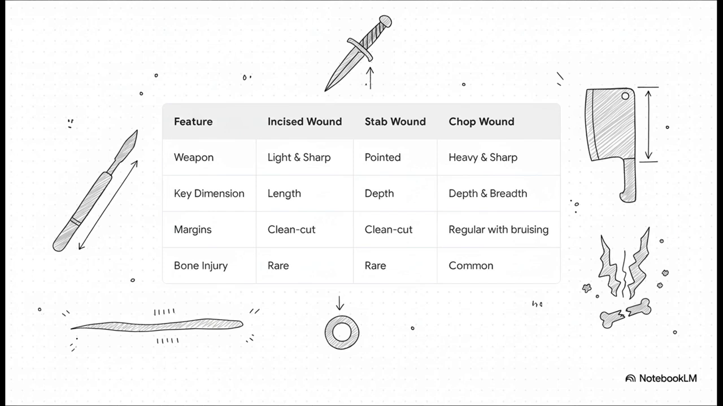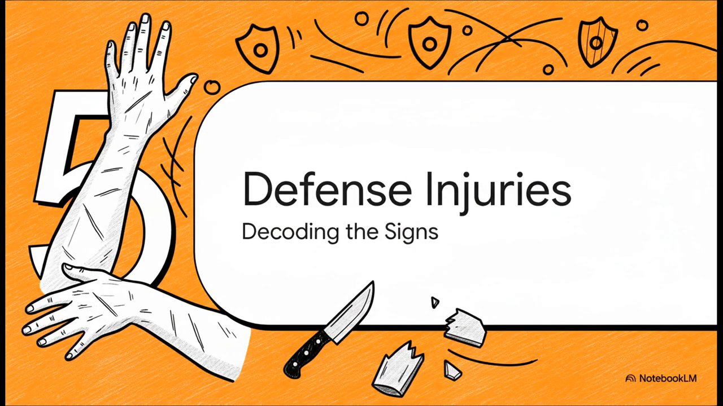Okay, this table is your perfect at-a-glance revision tool. Let's just quickly run through the key differences. For incised wounds, you're thinking light, sharp weapon, length is the key dimension, and clean margins. For stab wounds, it's a pointed weapon, depth is key, and the margins are also clean. And finally, chop wounds: a heavy, sharp weapon, depth and breadth matter, the margins will have bruising, and bone injury is common.